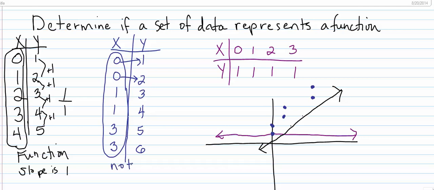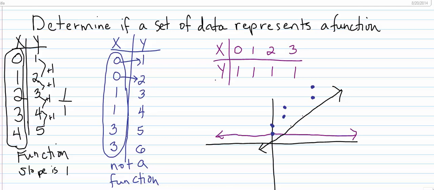Not every domain value is paired with only one y value. 0 is paired with a 1 and 0 is paired with a 2. 1 is paired with 3 and 1 is also paired with 4. So there are several instances in here that stop that data set from being considered a function. In order for something to be a function, every x should be paired with only one y.